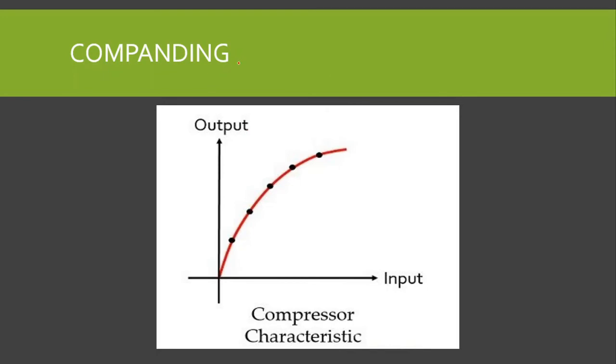We know that companding consists of a compressor and an expander. So this is the characteristic of the compressor. Now if you have a look, on the y-axis I have the output, on the x-axis I have the input. For smaller amplitudes, this characteristic is going to amplify the smaller amplitude signals.